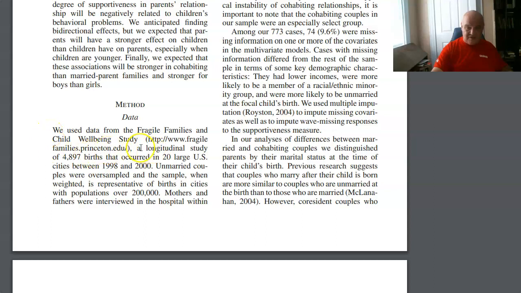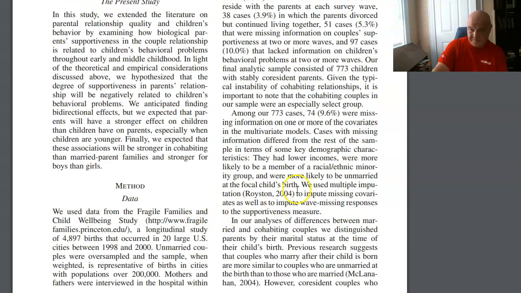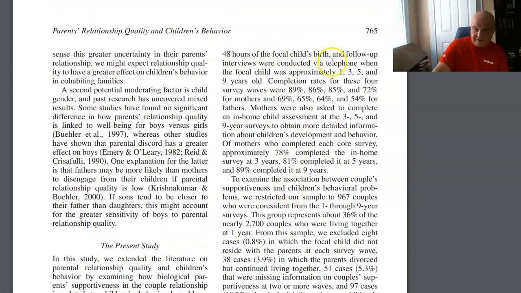Okay, it is a longitudinal study of 408,897 births that occurred in 20 large U.S. cities between 1998 and 2000. They weighted the sample. That means there are techniques they can use to make this sample look like the population. Now, what did they do further to sample it? Okay, they interviewed at 48 hours after the child's birth, and then at 1, 3, 5, and 9 years old. So it took them 10 years to do this.